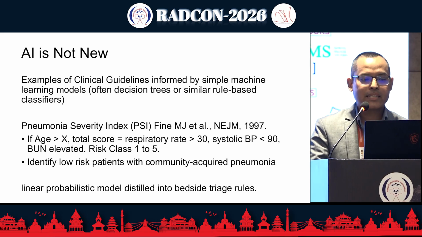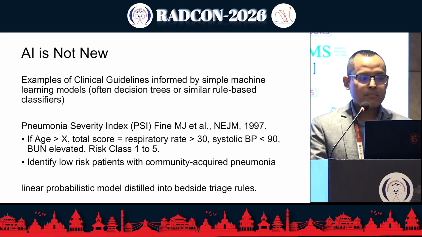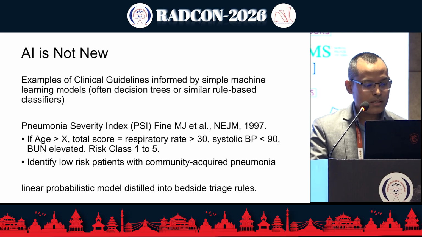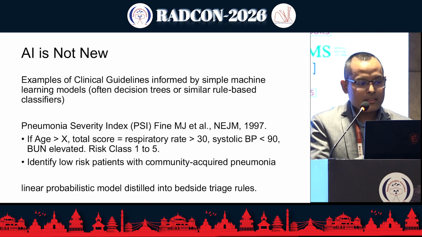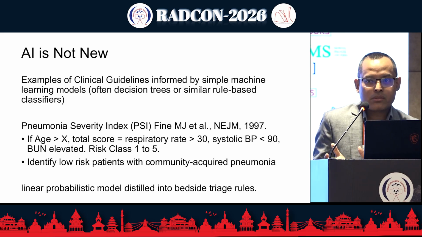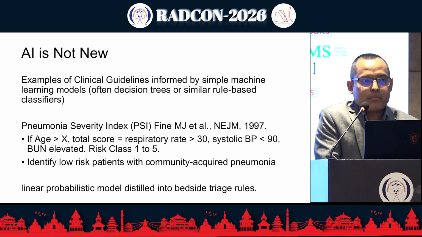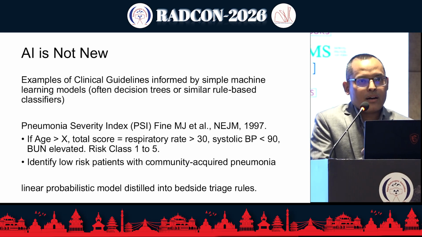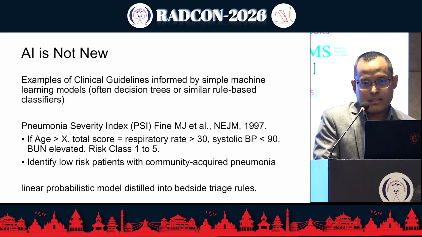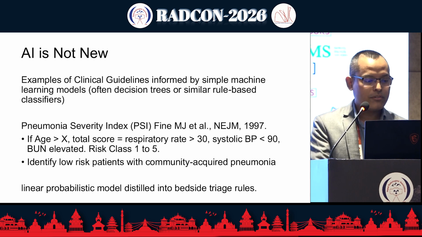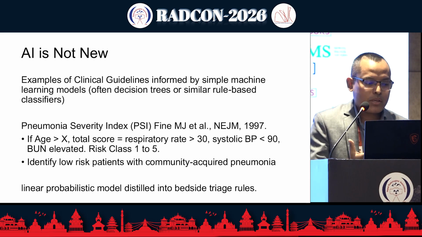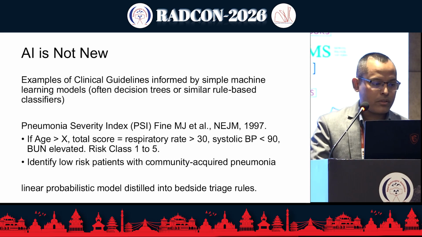For example, if you look at clinical guidelines, these are actually simple machine learning algorithms, often decision trees or similar rule-based systems, and they are represented in the form of clinical guidelines used for bedside triage rules, but underlying they are just linear probabilistic models, which are a fundamental basic form of AI in some sense, at least machine learning. So if you look at the pneumonia severity index, you get some predictors, and it helps you identify low-risk patients with community-acquired pneumonia, for example.